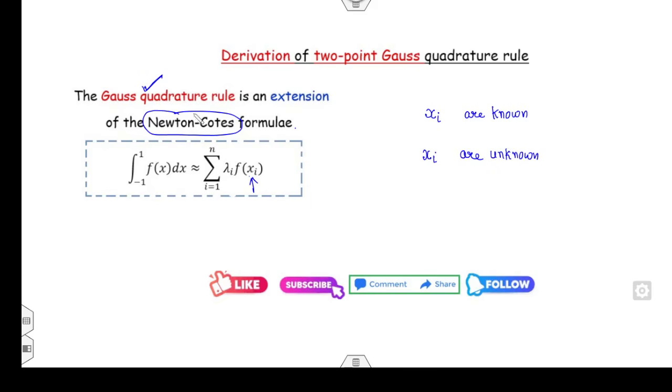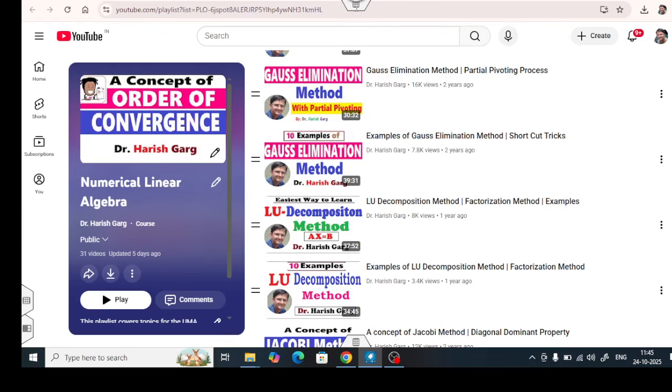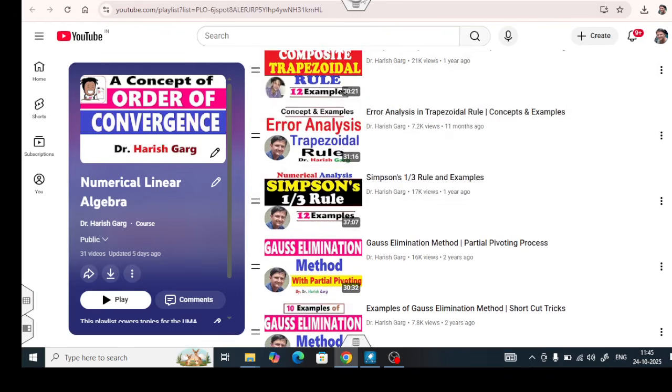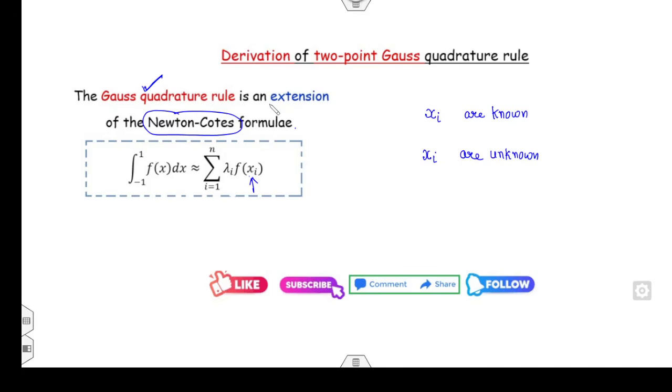And for more detail about the Gauss quadrature formula, you can watch my numerical linear algebra playlist and look at these lectures in this list.